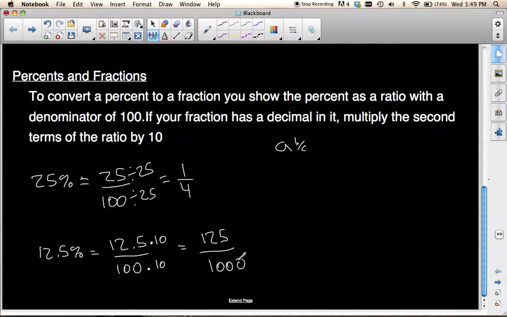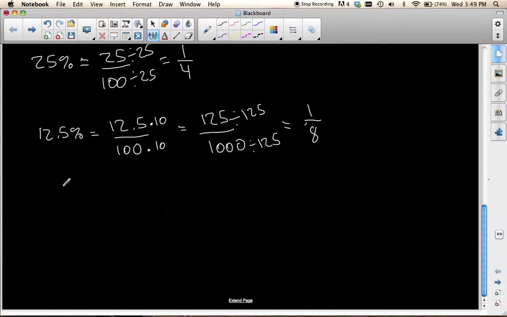Now, if I wanted to reduce that, I could. I can divide 125 by 125 and 1,000 by 125, and that would give me 1 over 8, in which case I have turned my percentage into a fraction. Now what happens if I want to convert a fraction to a percent? Well, I would try and figure out what I would need to do.